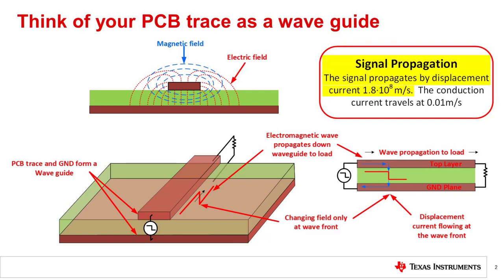The electromagnetic wave propagates at a very fast rate of 1.8 times 10 to the 8th meters per second, whereas the actual conduction of electrons from the positive terminal to the negative terminal happens at a very slow rate of 0.01 meters per second. The key point here is that an electromagnetic wave is traveling through the PC board dielectric and is being guided by the trace on the top and the ground return plane on the bottom. Think about this waveguide as we step through today's material.